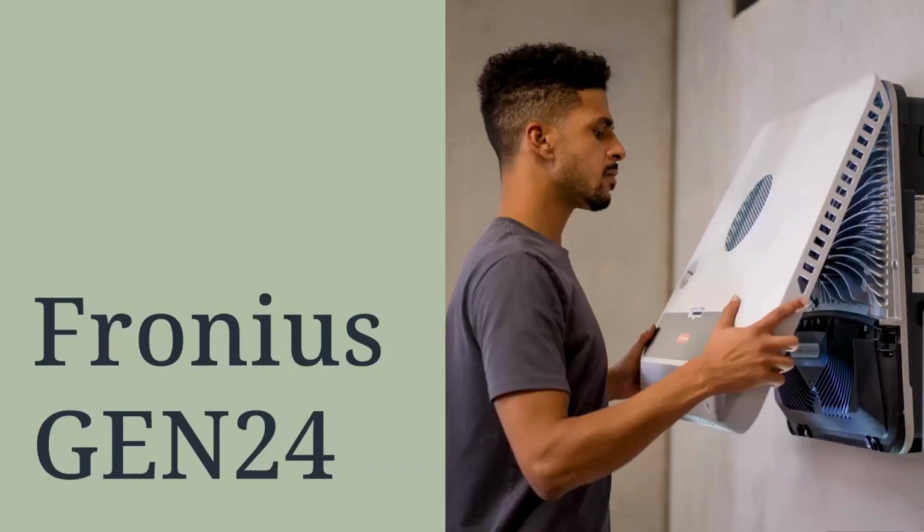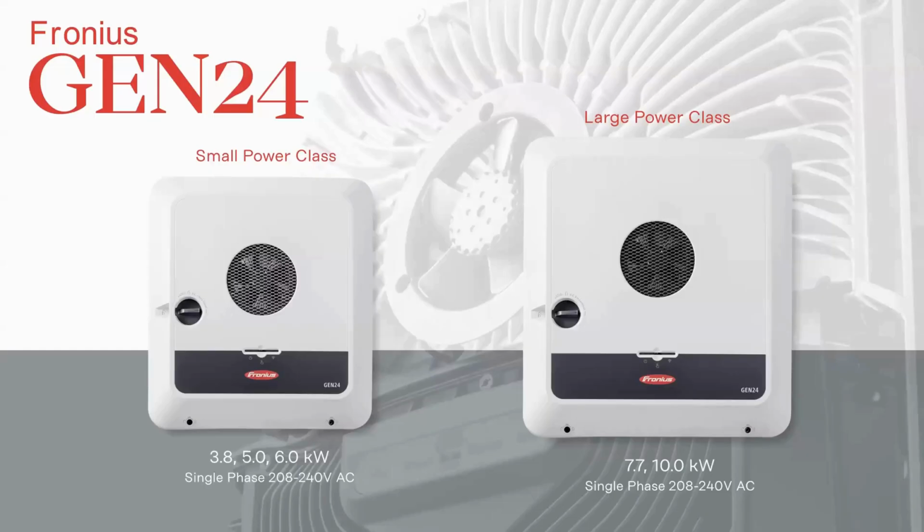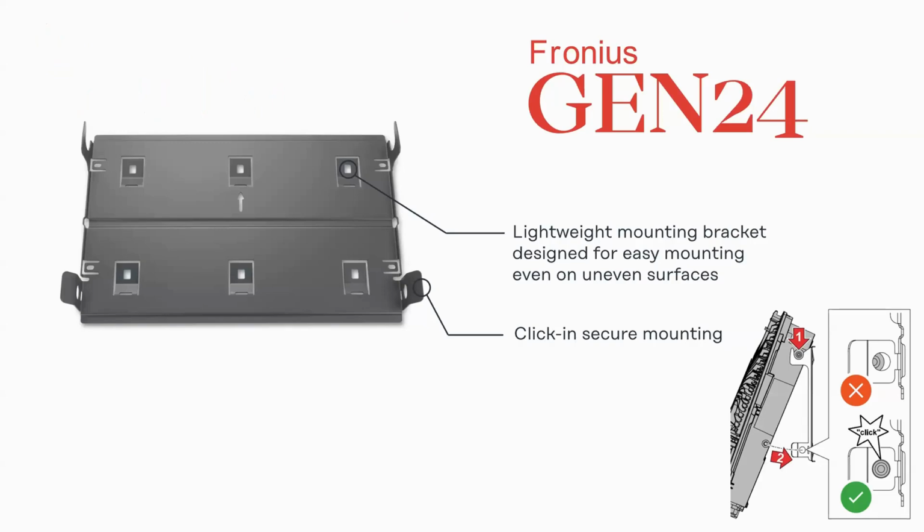Today, I'm going to talk about the Fronius Gen 24 and the Gen 24 Plus. We'll talk about what this means. So we have two, I would call them, footprints. We have the smaller power class inverters ranging from 3.8 kilowatts to 6 kilowatts, available in a single phase model from 208 to 240 volts. And then the larger power class, which is offering about 7.7 to 10 kilowatts of output power. This is another single phase inverter between 208 and 240 volts AC.